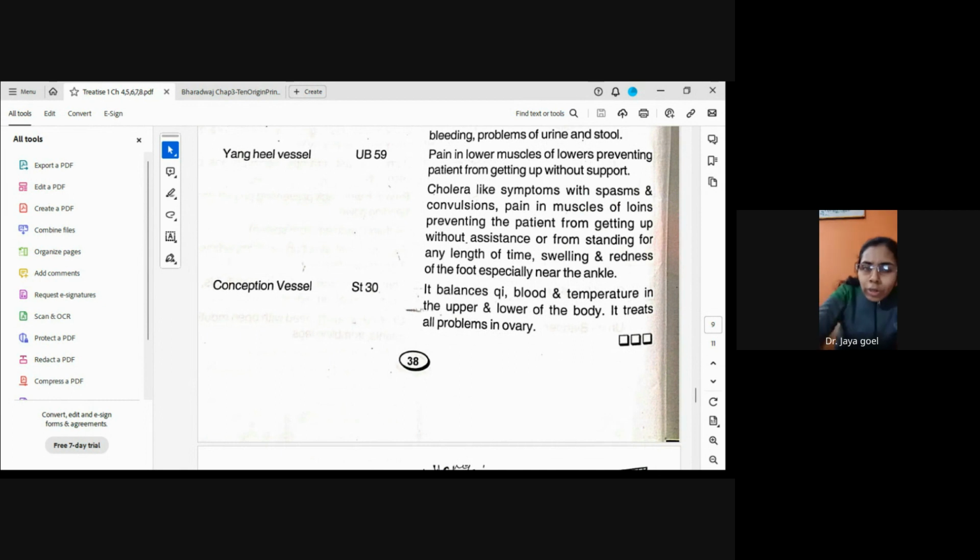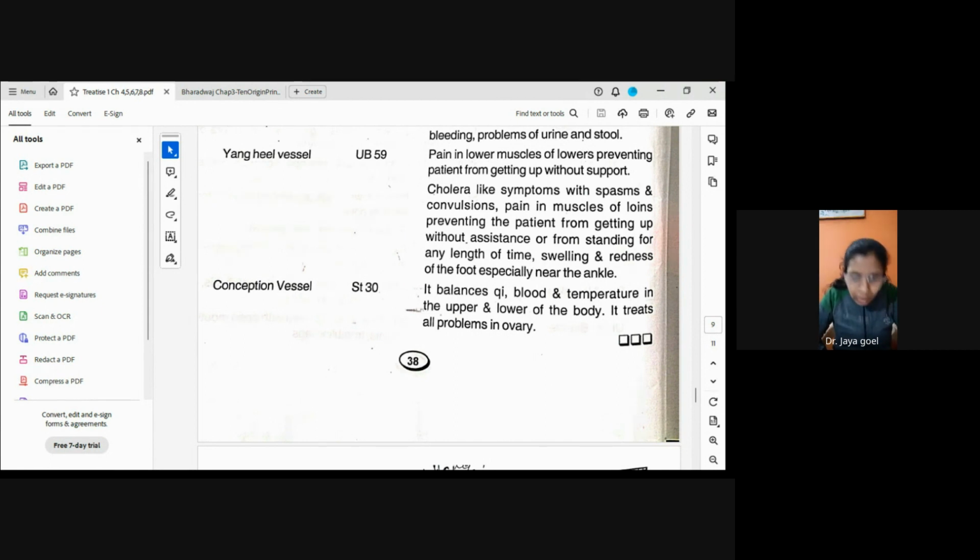This is not loin, it is joints. You can correct it in this joint. The pain in the muscles of joints prevents the patient from getting up. It's not loin, it's pain, getting up without assistance or standing for any length of time.